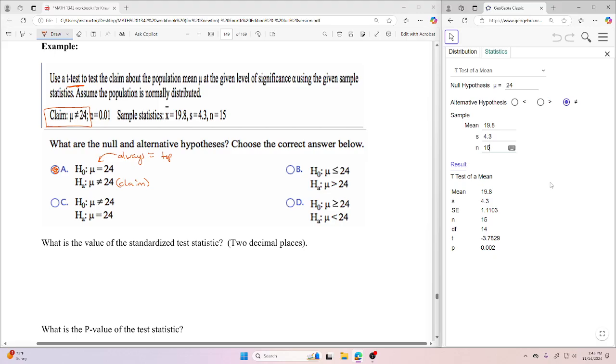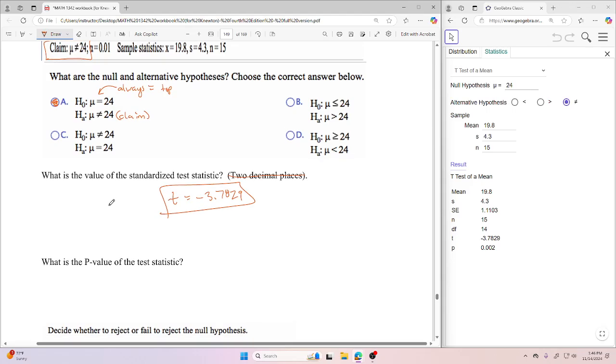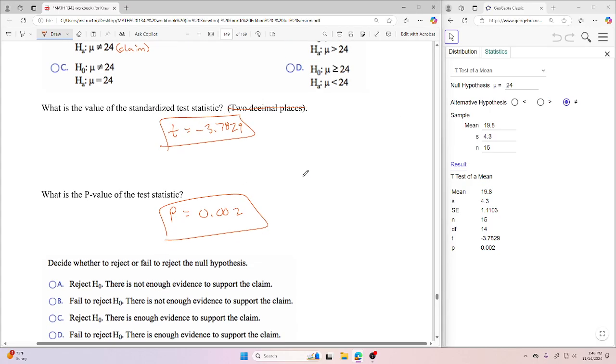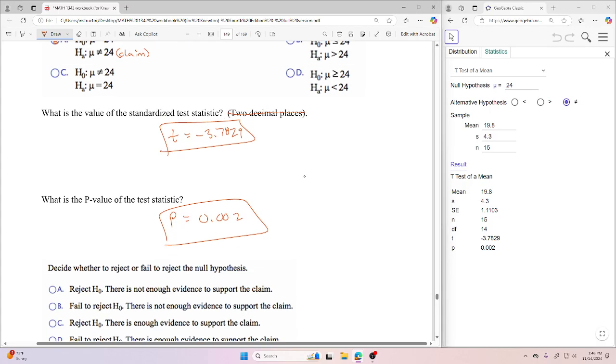So it says, what's the standardized test statistic? That's that T over there, so negative 3.7829. Okay. It's so fun that I can do that. Y'all can't do that, but I can. It's just like that instructor cheat button, you know? Man, you want that, I know. What's the p-value? Well, it's right there. 0.002. Yep. Cool. I mean, they just asked, hey, what's the number? So there you go. And then it's going to talk about all the stuff that we need to do.